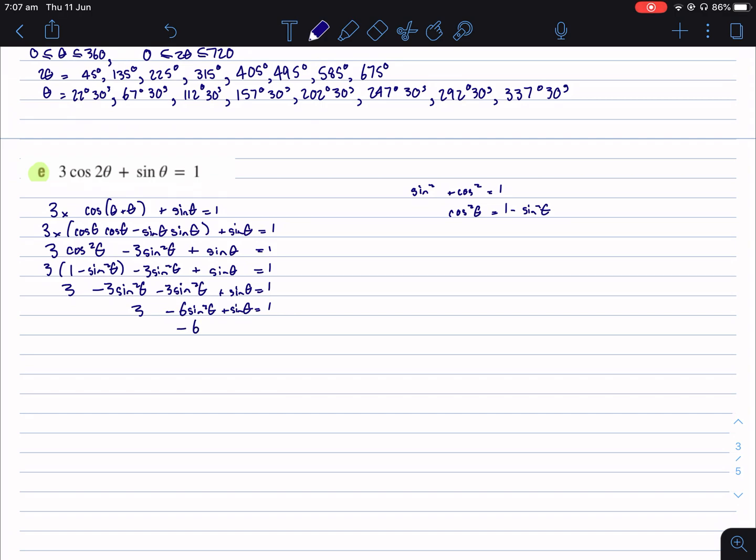So I've got negative 6 sine squared theta plus sine theta equals 1 minus 3, which is negative 2. So I'm going to take sine theta out, and then I've got 1 take 6 sine theta. I'll just rearrange that. Actually, if I don't do that, and instead of being negative 2, I take the 1 to the left and have plus 2 equals 0, then it's now a quadratic. So this is negative 6x squared plus x plus 2 equals 0.